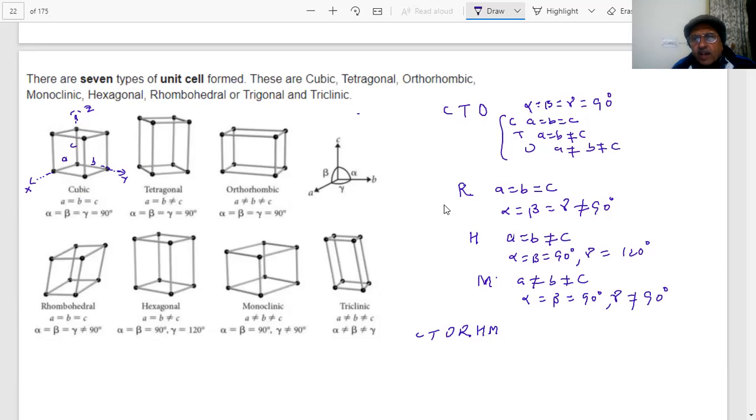And the last one on the board is triclinic, T. So I have T here. What does T say? A is not equal to B, B is not equal to C, and the three angles are also not equal. That is 1, 2, 3, 4, 5, 6, 7.